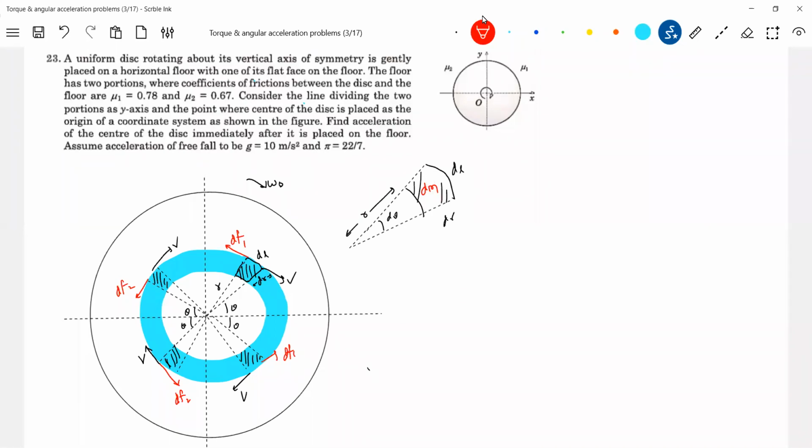Fine. So now first we'll define it. What is the sigma we can define? M by pi r square. Then we can define the mass of this. So what is the mass of this? dm equal to sigma into dl into dr.